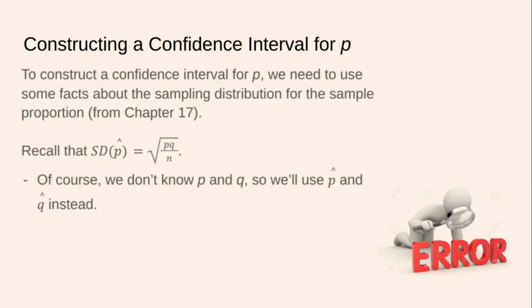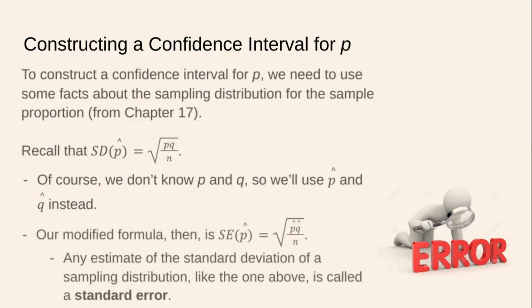So we're going to use p hat and q hat instead. That's the best we got. Unfortunately, that's what we have to work with. If we knew what p and q were, we wouldn't need to find a confidence interval because we'd already know what the true population proportion is. So our modified formula is going to be the standard error.